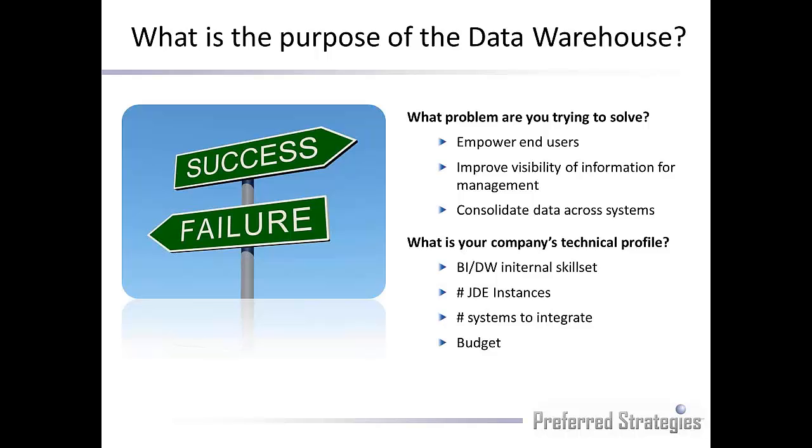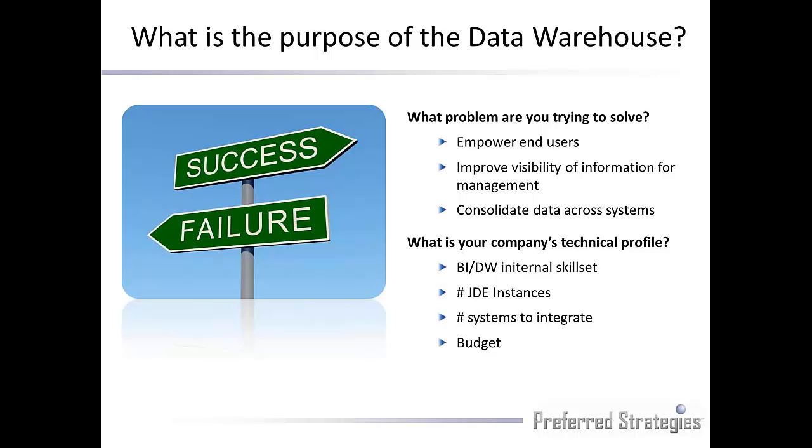What we mean by that is, as it relates to reporting and BI, what's your internal skill set, and how many IT staff members do you have that are actually going to be focused on reporting and BI? How many instances of JD Edwards? Are they all the same, or on different versions? Or World and EnterpriseOne? What's that look like from a number of instances of JD Edwards? Number of systems that need to be integrated with JD Edwards, and budget.